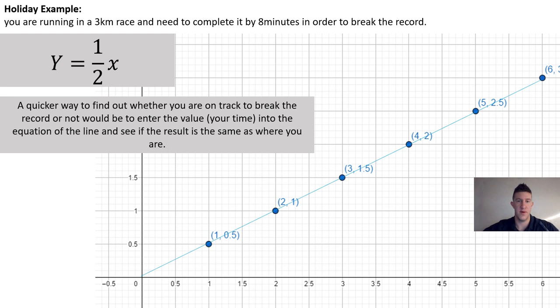So a quicker way to find out whether you're on track to break the record or not would be to enter the value, which is your time, into the equation and see if the result is the same as where you actually are.